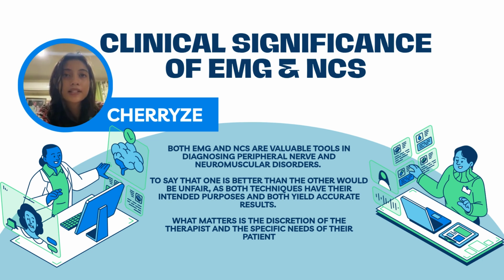For the clinical significance of EMG and NCS, both are valuable tools in diagnosing peripheral nerve and neuromuscular disorders. To say that one is better than the other would be unfair, as both techniques have their intended purposes and both yield accurate results. What matters is the discretion of the therapist and the specific needs of their patient.